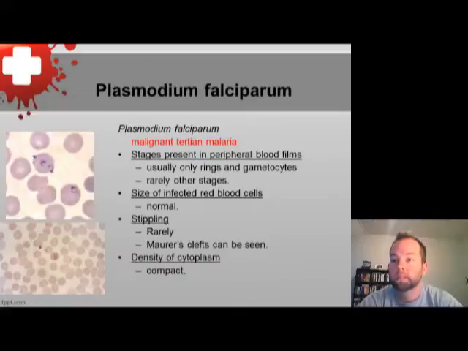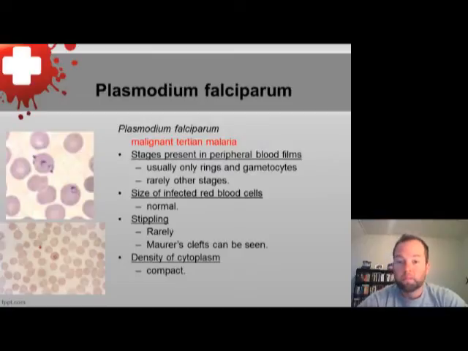Next, we have Plasmodium falciparum, known as malignant tertian malaria. Malignant because it is more pathogenic, more severe than the other 3 species of Plasmodium we just talked about. And tertian, again, because of the paroxysm that happens every 3 days. All stages can be present, but it's typically just the ring stage or the gametocyte stage of the organism. So rarely you'll see other stages of Plasmodium falciparum.